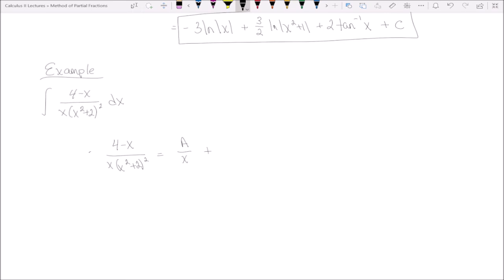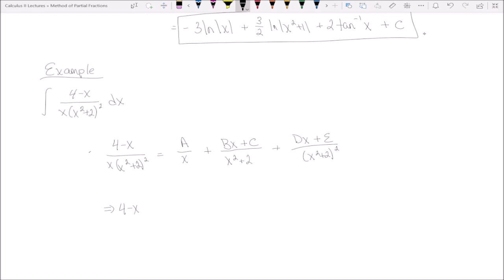Now we have a repeated quadratic. So we have (Bx + C) over (x² + 2), then plus (Dx + E) over (x² + 2)². And now to proceed, same fashion.